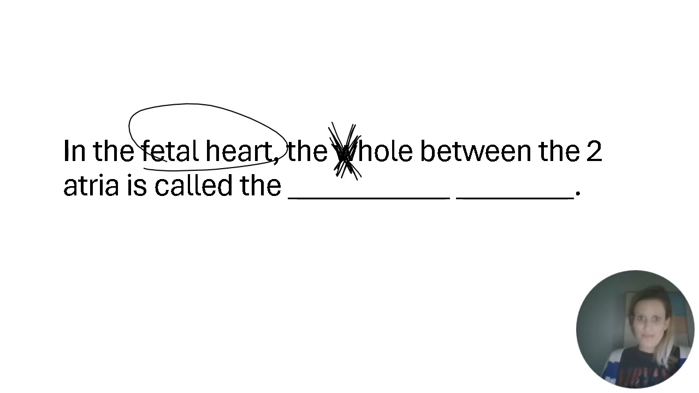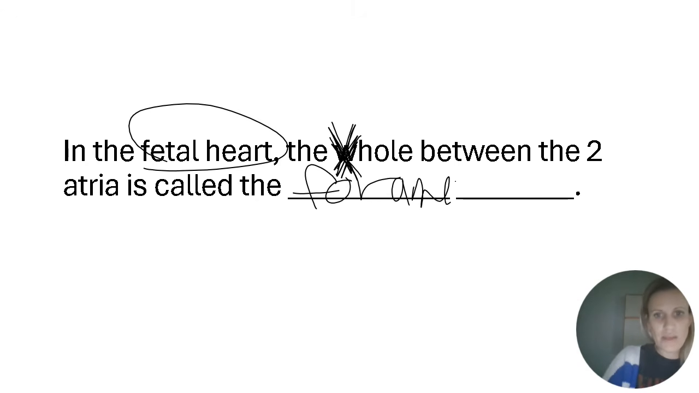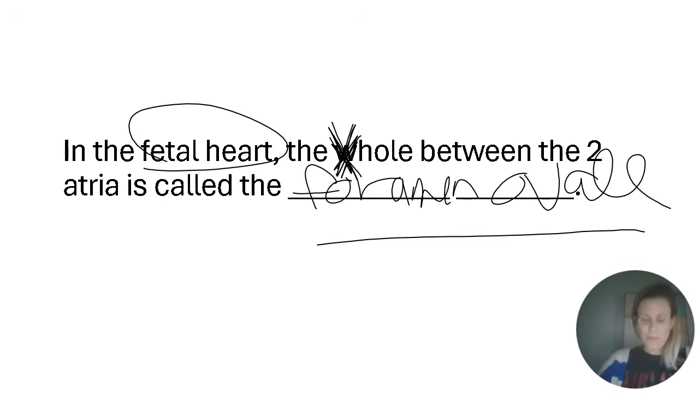The hole between the two atria is called the foramen ovale. Right, the foramen ovale. Earlier we looked at what it looks like when it closes up, and remember that was called the fossa ovalis. But when we're in the fetus and there's an actual opening there, it's the foramen ovale.